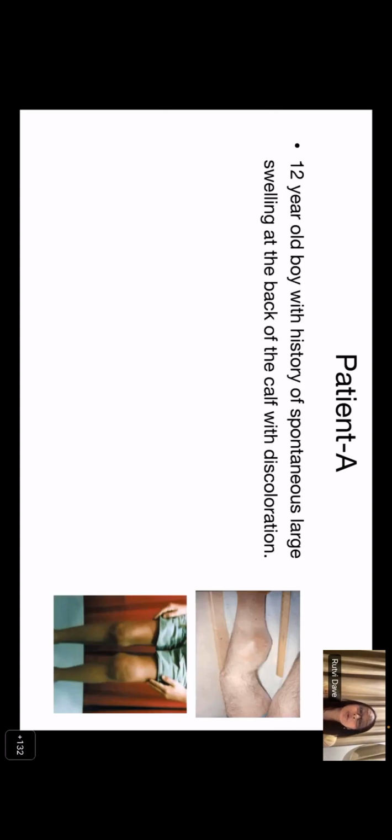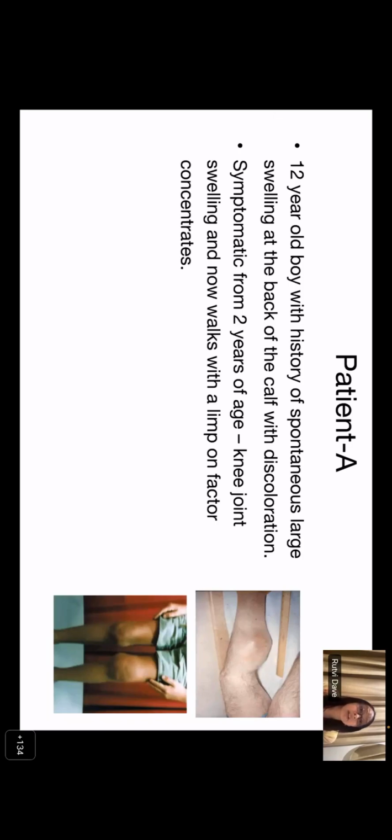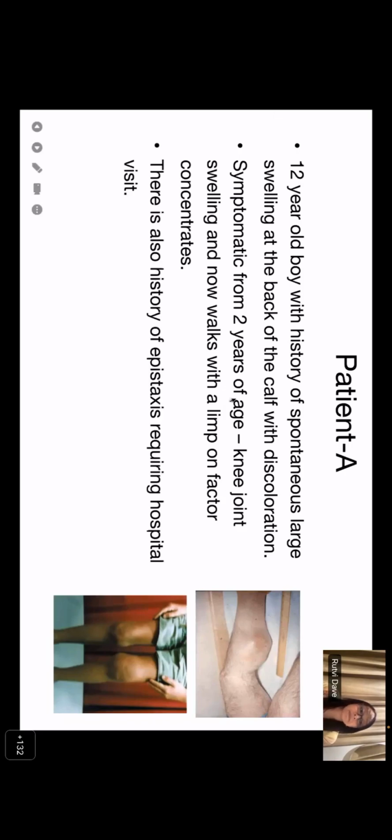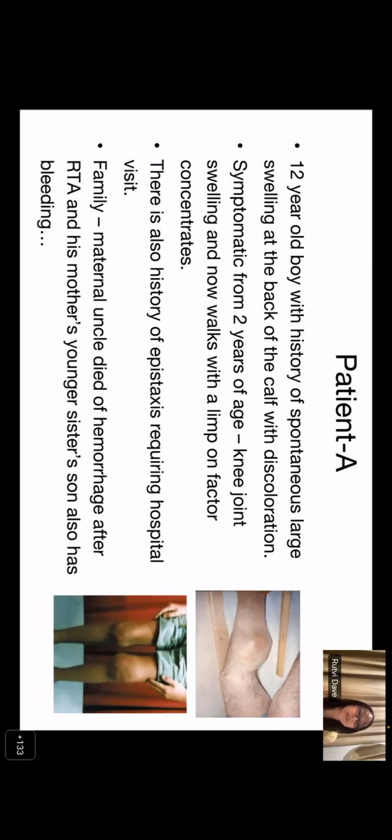So this is a 12-year-old boy who presented with a history of spontaneous large swelling at the back of the calf with discoloration. As you see here, there is a large muscle hematoma in the back of the calf. He's been symptomatic since 2 years of age. He has knee joint swellings, and he now walks with a limp, and he requires factor concentrates. There's a history of epistaxis requiring hospital visit.